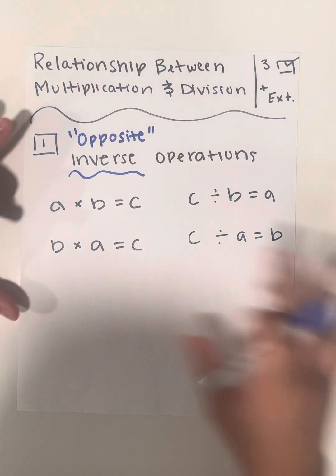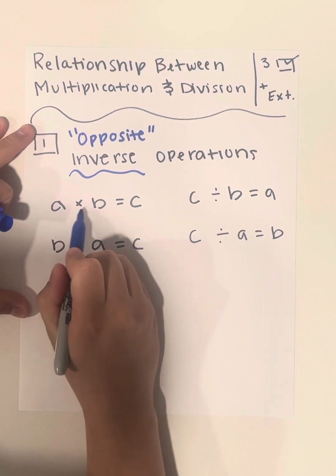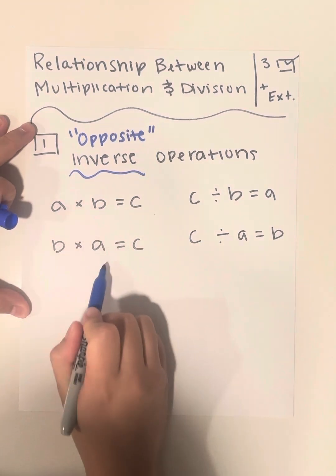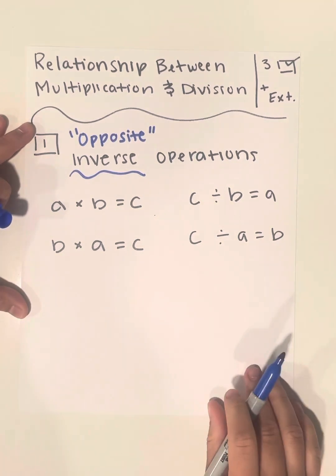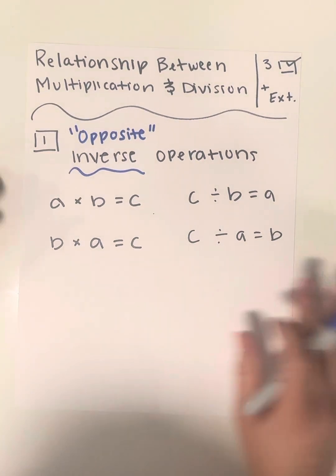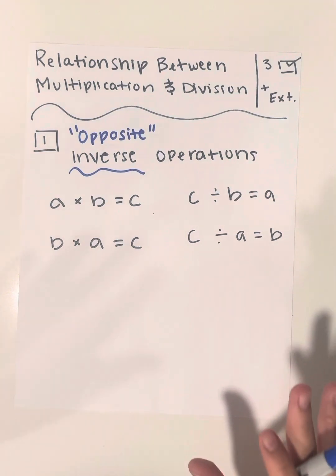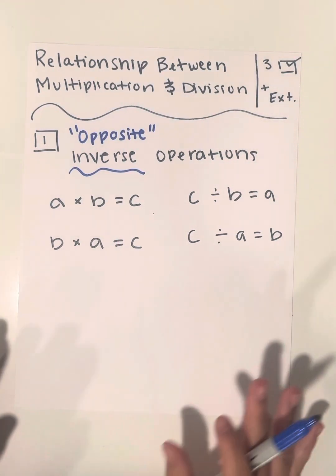So we have these equations down below. A times B is equal to C. B times A is equal to C. C divided by B is equal to A. And C divided by A is equal to B. So if we were to go ahead and fill in all these variables for the same numbers, we would go ahead and kind of see a pattern.